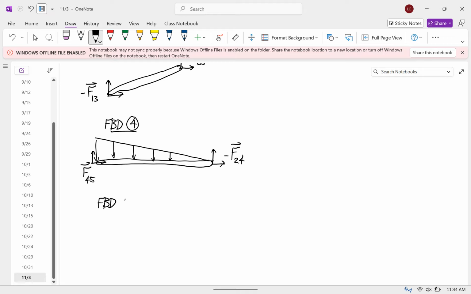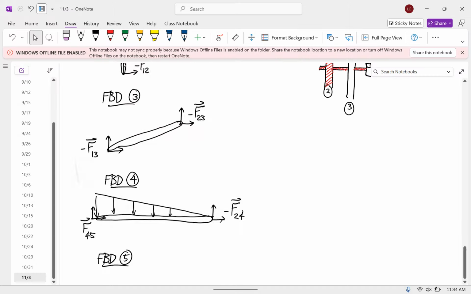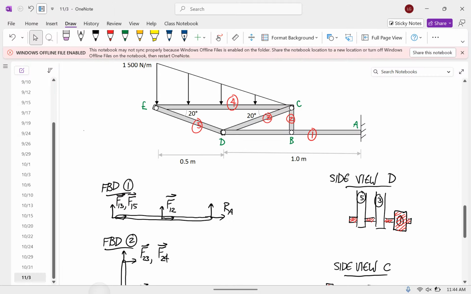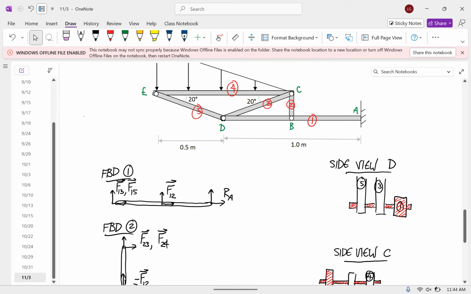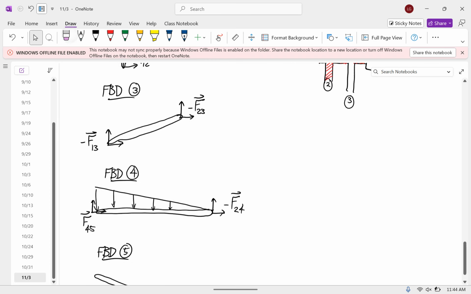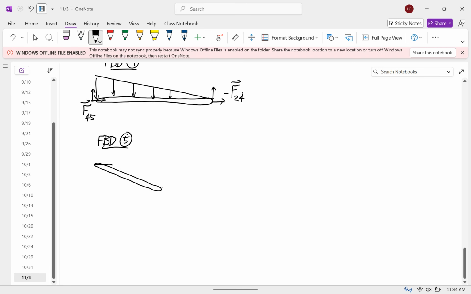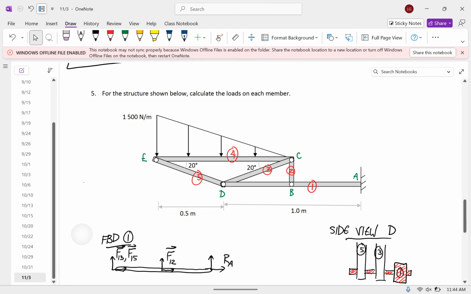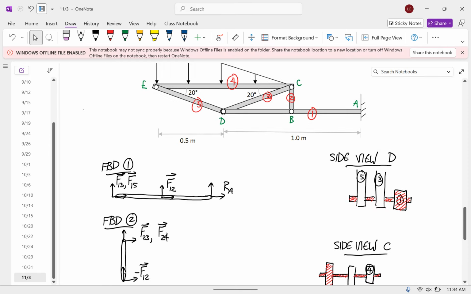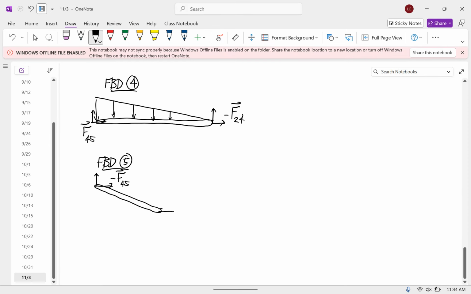And then member 5, so up at the upper left, there's only contact with member 4. So this is negative F45. And then at D, it's only in contact with member 1, so negative F15.